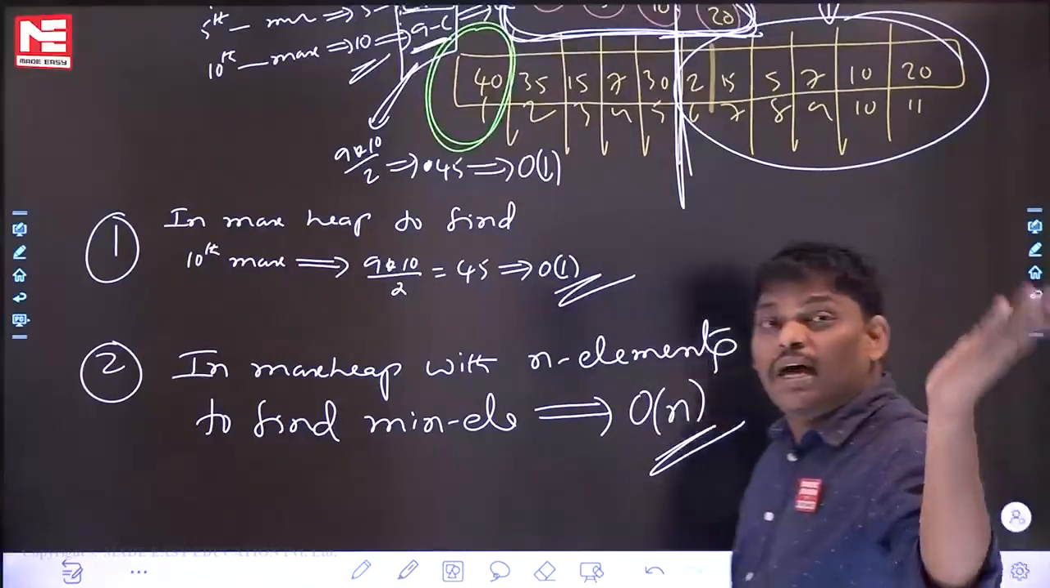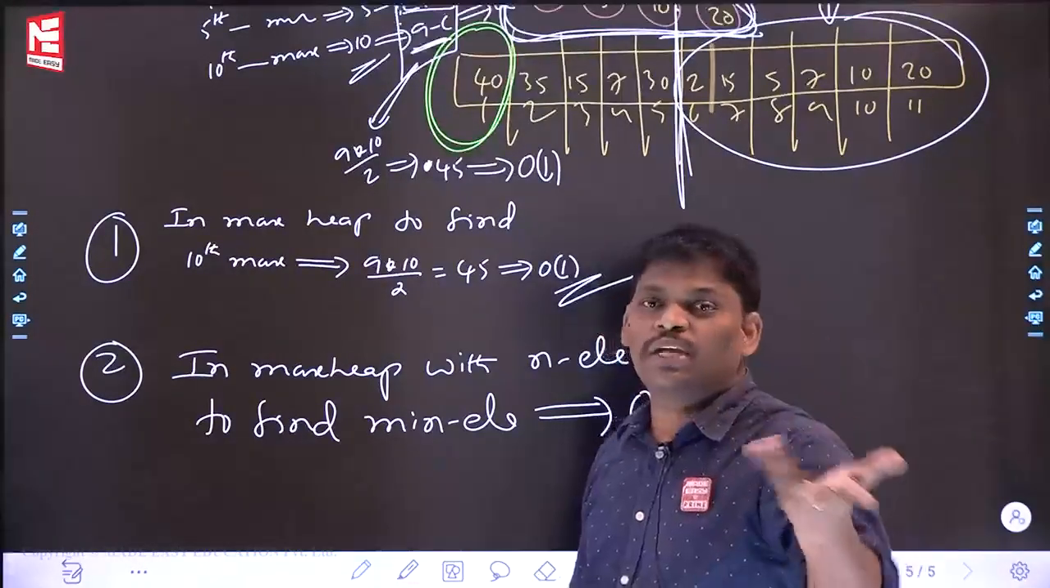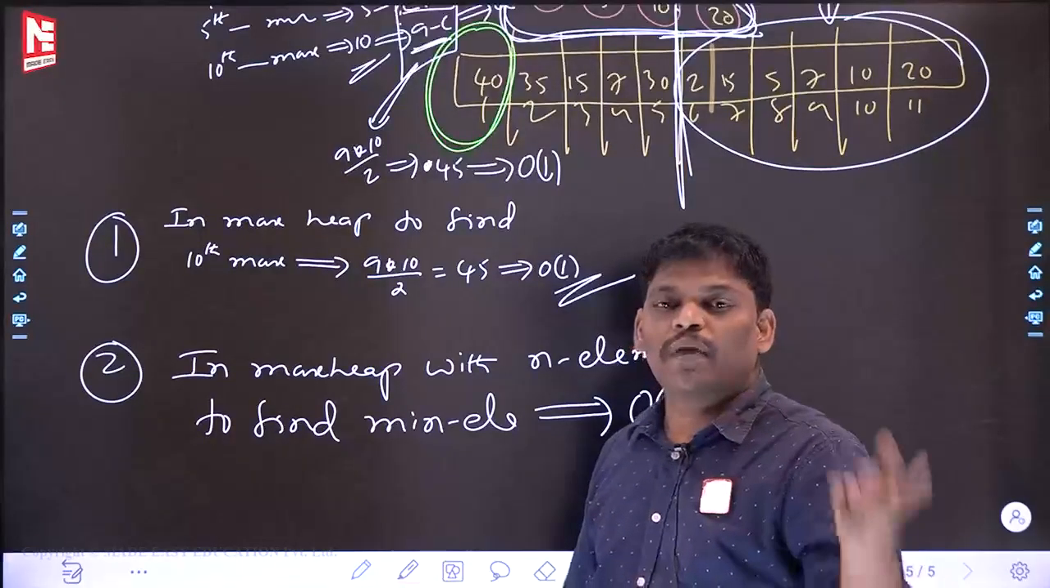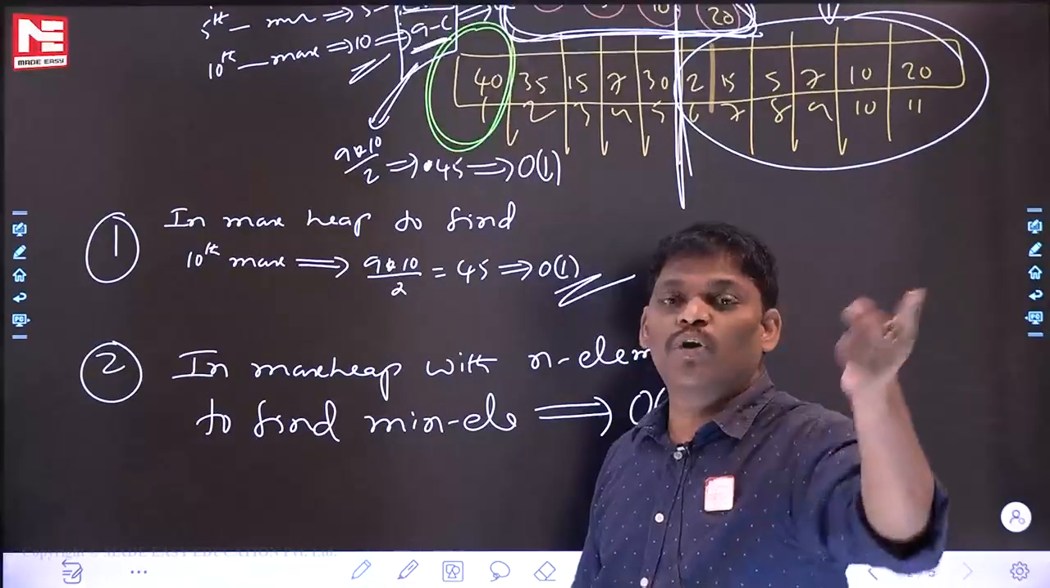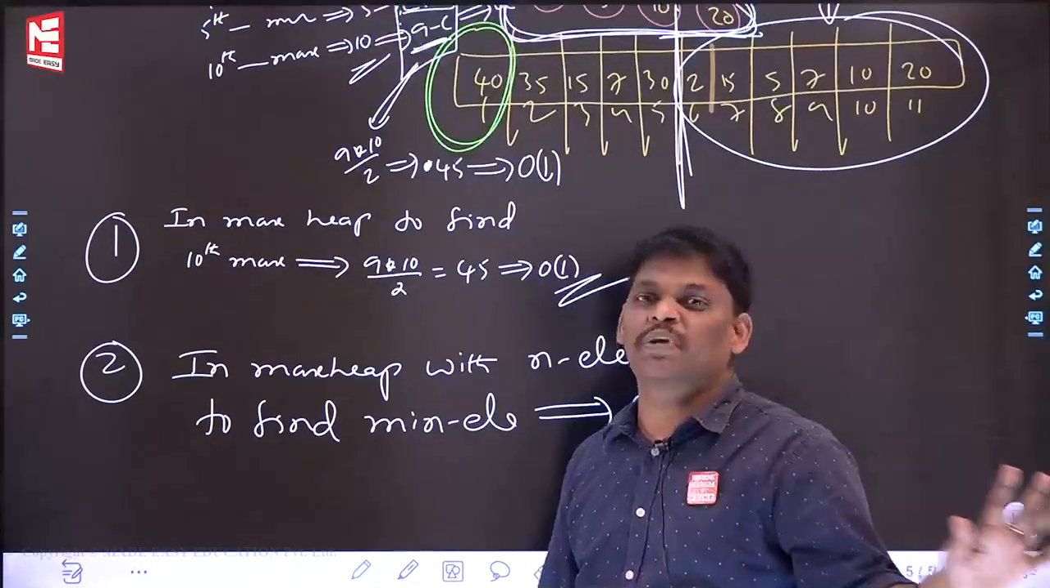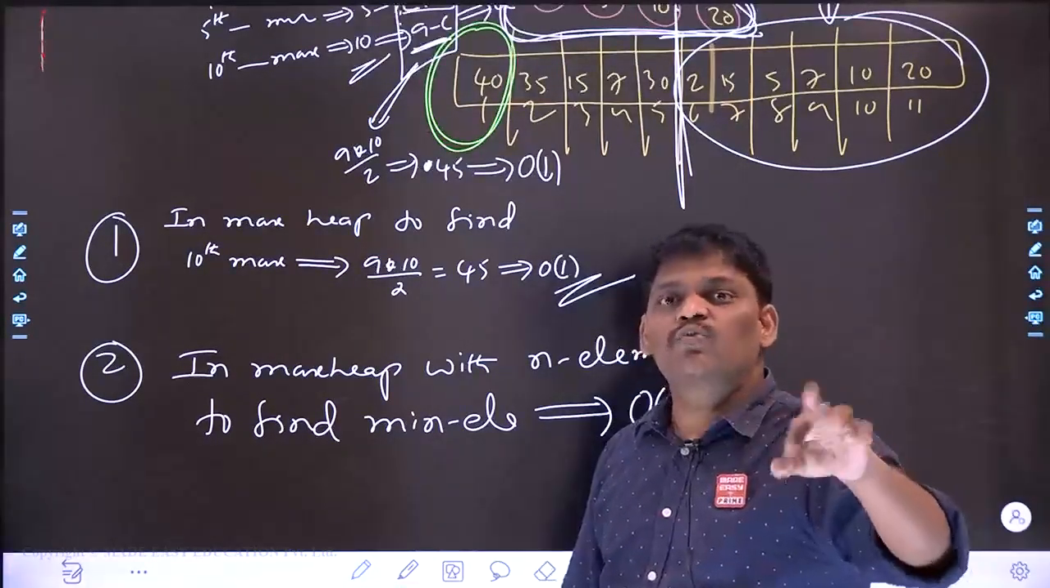Some people are asking, in a normal array also to find out the minimum takes the same time. In a max heap array also, to find out the minimum takes the same time. Why? Max heap is meant for maximum. You want minimum, no use. Please be careful. Use is there, take. Use not there, leave it.